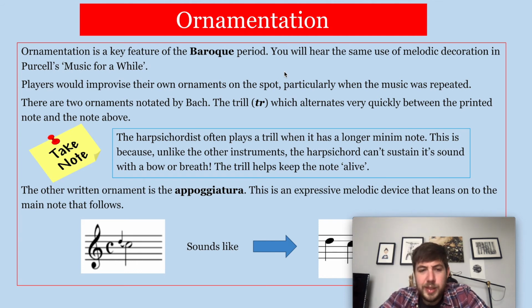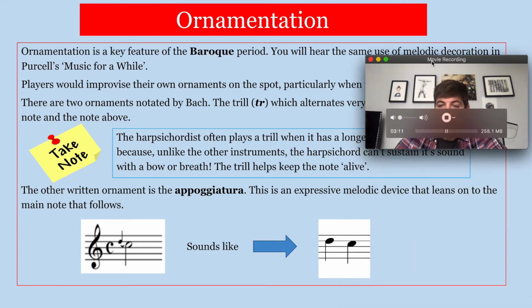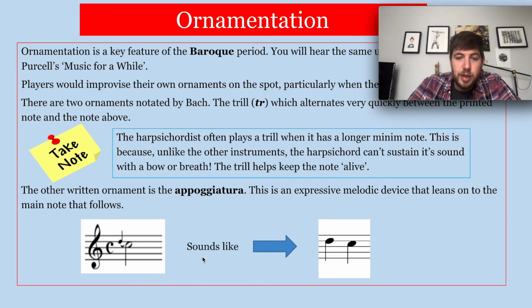The other written ornamentation in Brandenburg Concerto is an appoggiatura, an expressive melodic device that leans on to the main note that follows. I'll move that up there so you can have a look. So that there is what it looks like. Fortunately, I don't have access to a piano just yet, but that's what it would sound like. So although it's written as a minim with a little grace note there, it sounds like two notes being played, like two crotchet notes being played.